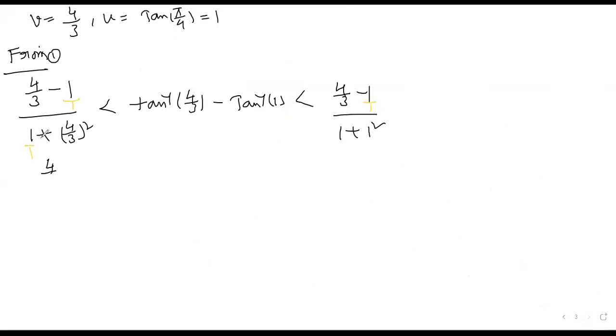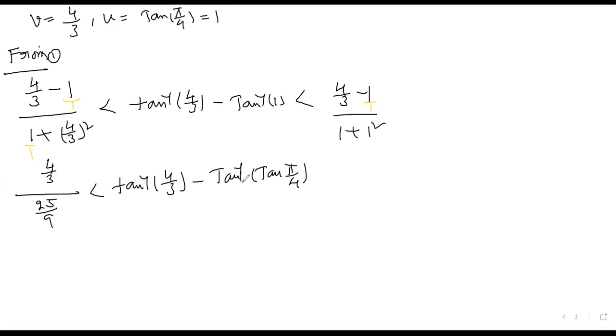4 by 3, whole by 4 into 4 is 16 by 3 into 3 is 9. So 9 plus 16, 25 by 9, which is less than tan inverse of 4 by 3 minus tan inverse 1. Tan inverse 1 can be written as pi by 4, which is less than, if you use the cross multiplication, 4 minus 3 means 1 by 3, whole by 2.